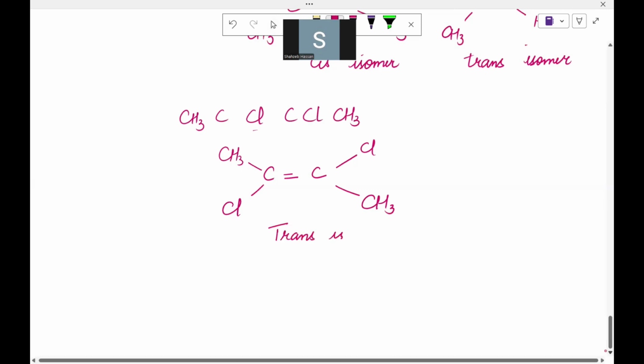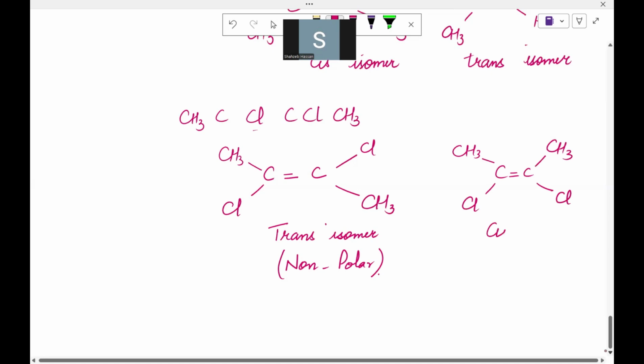And remember one thing, this trans isomer is basically non-polar. While a cis isomer, if I draw a cis isomer, that would be CH3 here, CH3, then here Cl and here Cl, that would be a cis isomer. And that is basically polar. Are all cis isomers polar? Yes, all cis isomers are polar.